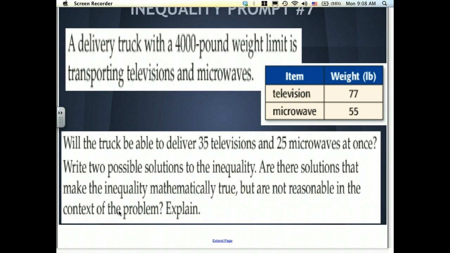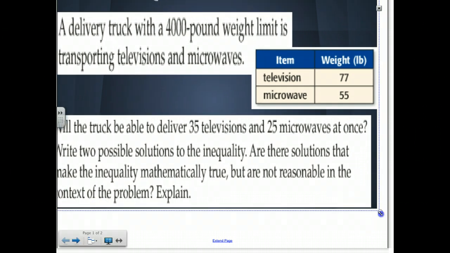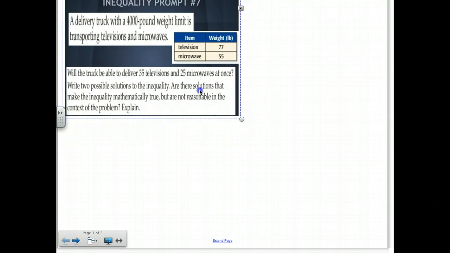The weight of the TV. What was the weight of the TV? The weight of the TVs and the microwave. The TVs are 77 pounds per TV, and microwaves are 55. Okay. So we consider this to be a fixed weight for each item? It cannot change, right? With a very small margin, we talked about margin of errors before. Well, 77 is about the weight that we are considering for this particular problem.